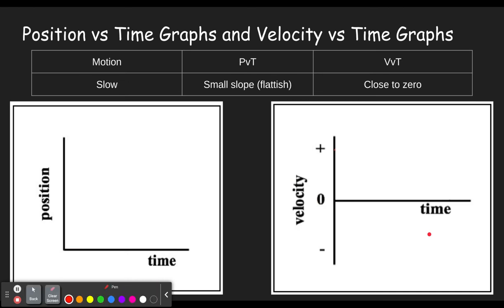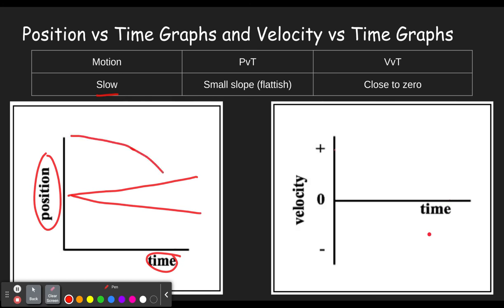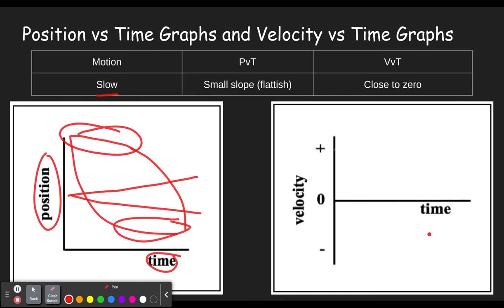Next, let's talk about how fast it's moving. If something is moving slowly, that means its position is not changing very much each second. So that means it's going to have a small slope, like that, or like the beginning of a curve that might curve down. This beginning part is slow, or perhaps a curve like this, the ending part is slow. So on the velocity time graph, what is slow? It means your speedometer is reading a small number, a little bit above zero or a little bit below zero.